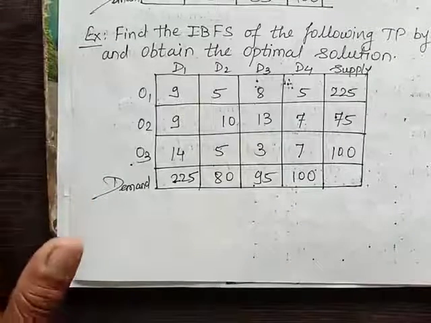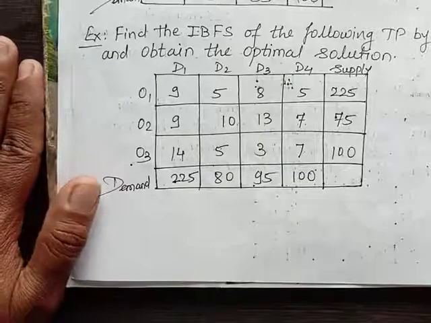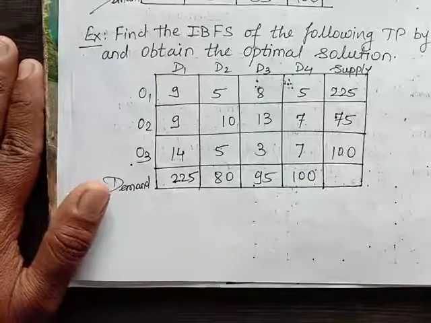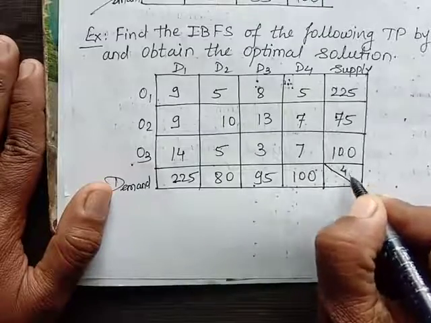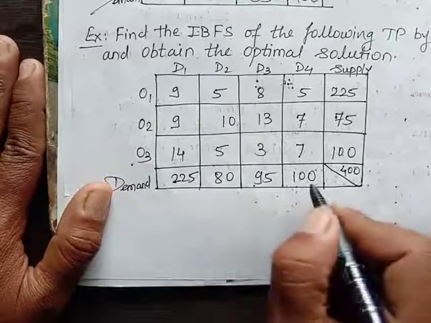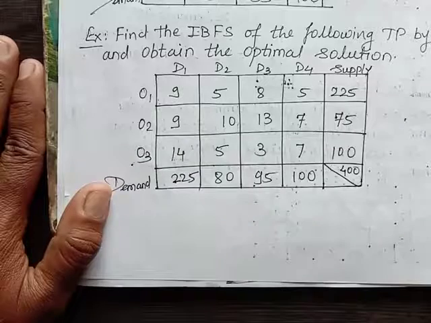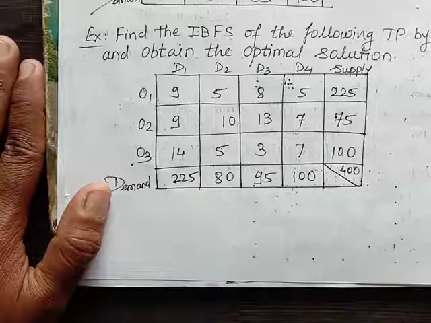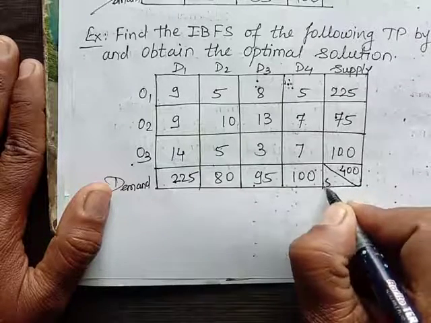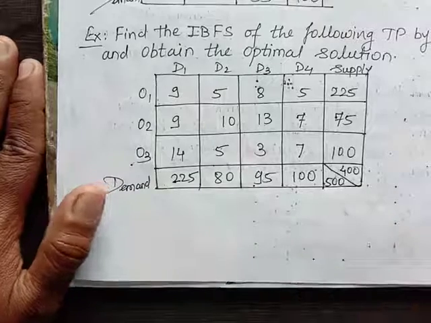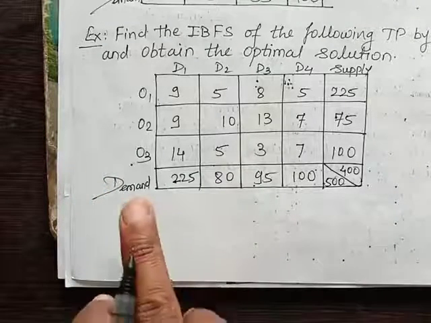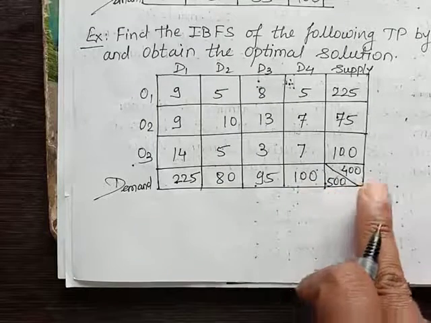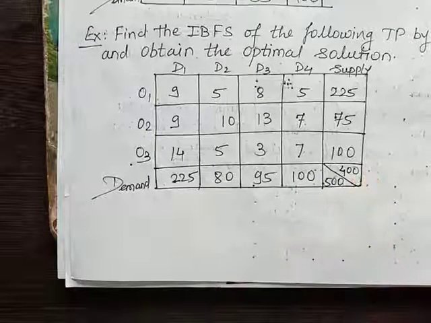Now let's do the total first. So this will be 300, 400. This will be how much? 400. Obviously this is more. Look at it. This is 500. You can check it. It will be 500. Okay. So now what happened? Summation demand is more than summation supply.